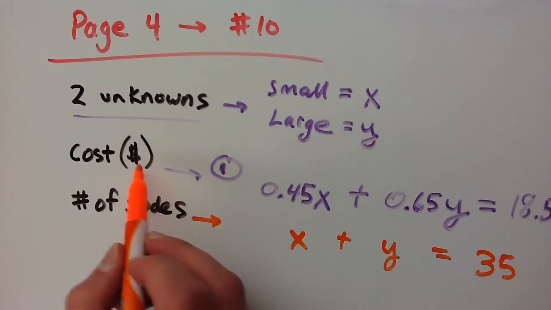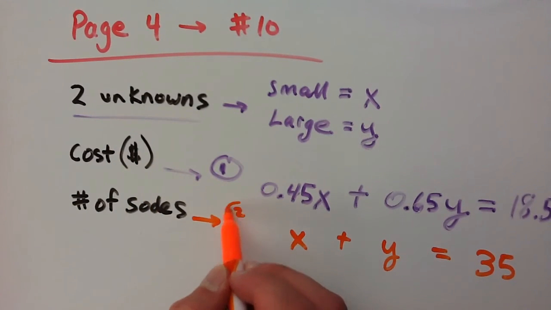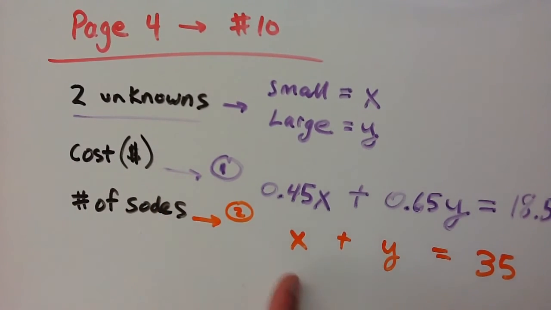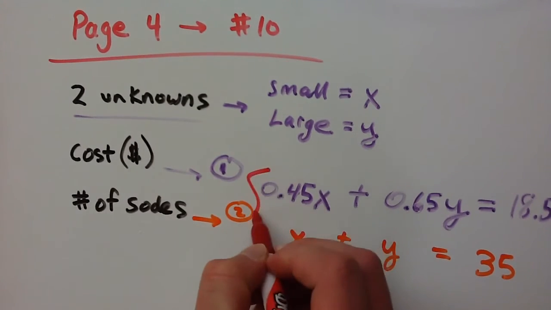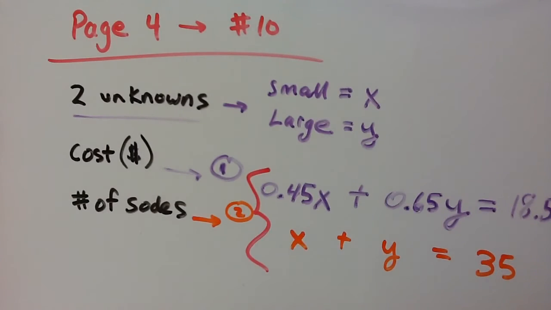So now I have this system. My first equation is the cost in dollars, and my second equation is the number of sodas that are sold. Some number of small plus some number of large equals 35 total. Here's my system right here. Now I just solve the system like normal.